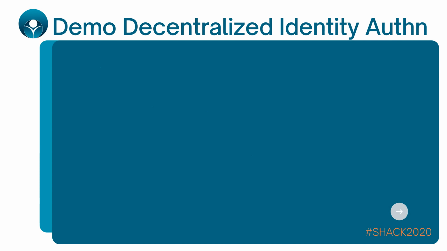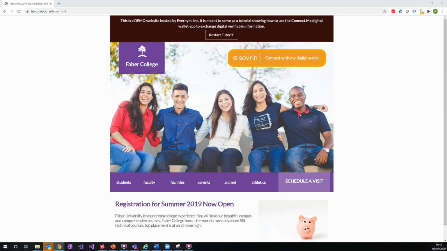Let's look at the second part of the demo on Decentralized Identity Authentication. By way of context for this demo, imagine I'm a student studying at Faber College. As part of this demo, I want to download a digital wallet and connect with my college, so that I can be authenticated in the future, and furthermore receive some credentials from my college, like my university degree at the end of my studies. In this demo, I'll be using the Evernym Decentralized Identity platform.